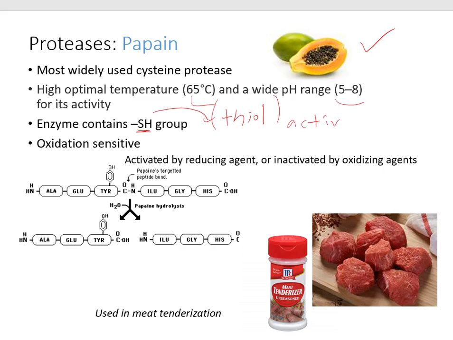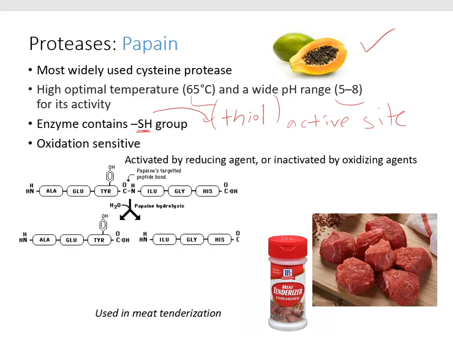As active site. So oxidation of this active site can lead to inactivation of the papain. Papain is often used as a meat tenderizer.